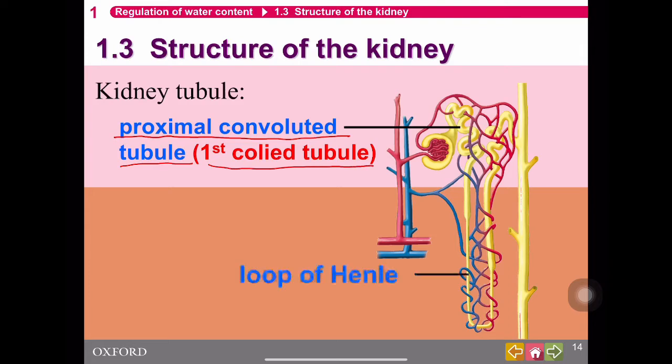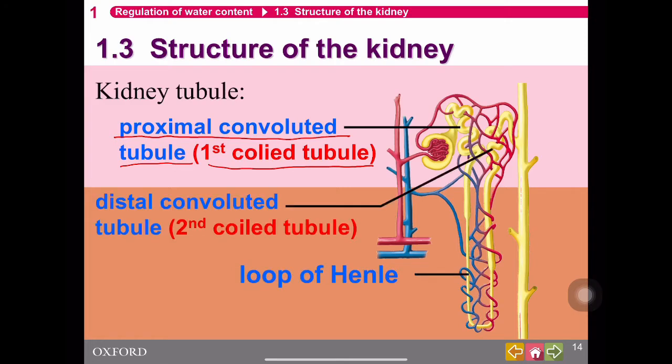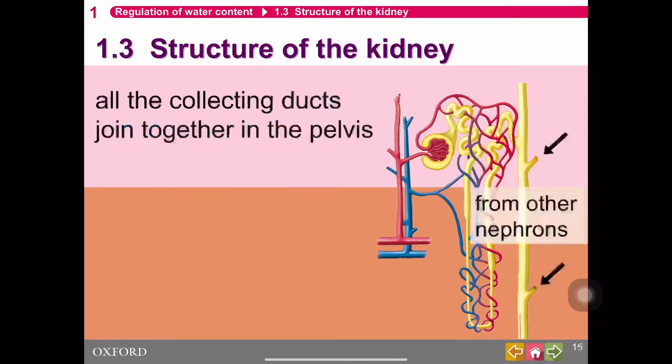And then we have the U-shaped tube, loop of Henle. And then the distal convoluted tubule. You can also call it the second coiled tubule. And finally, it joins to the collecting duct. Different nephron will join to the same collecting duct. And all the collecting ducts will lead to the pelvis. So you have millions of nephron units in the kidney.